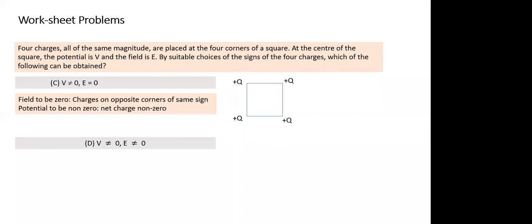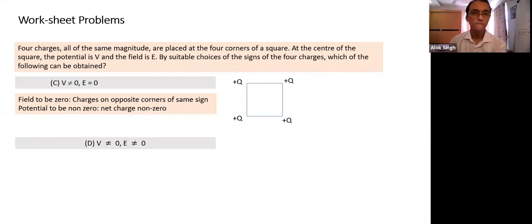Fourth combination, is this possible? Potential also not zero. This is simple. More than one way possible. So if potential is not equal to zero, let's say three positive and one negative, or three negative and one positive, we can have different ways we can arrange. Okay. So this was more of a logical understanding of what happens depending on the sign.